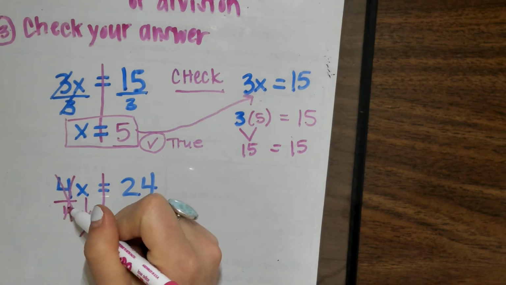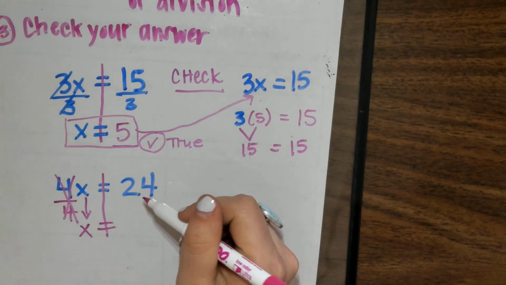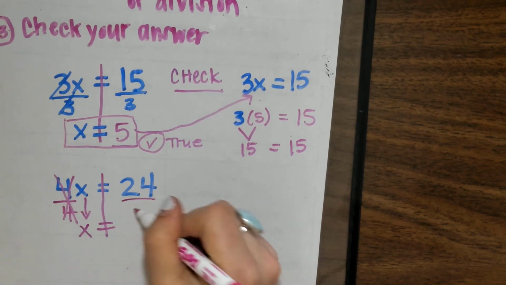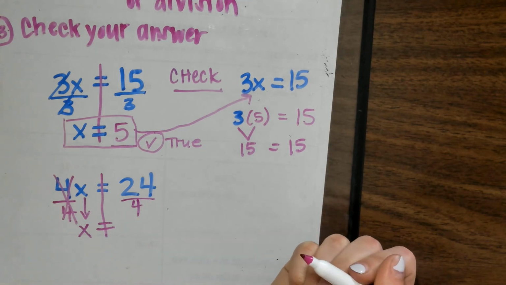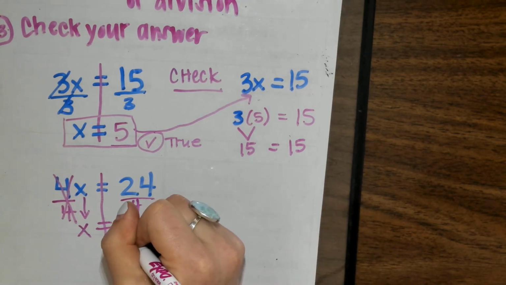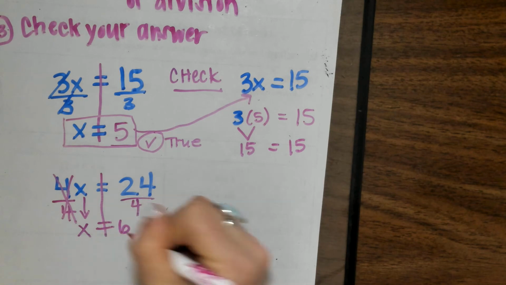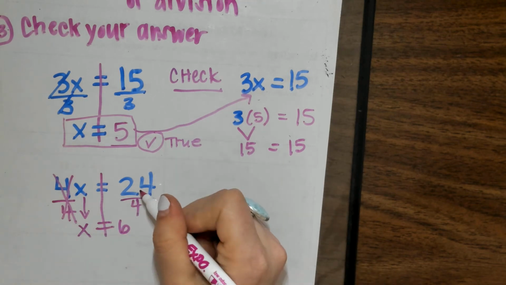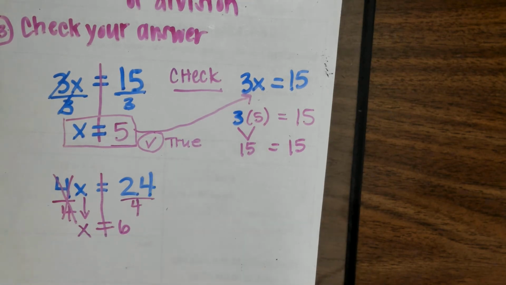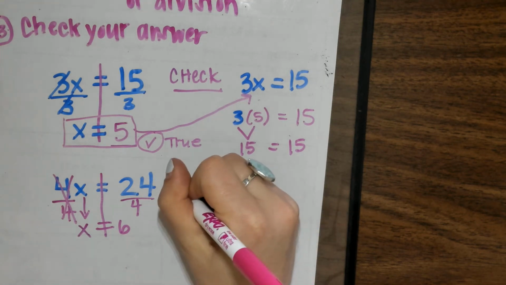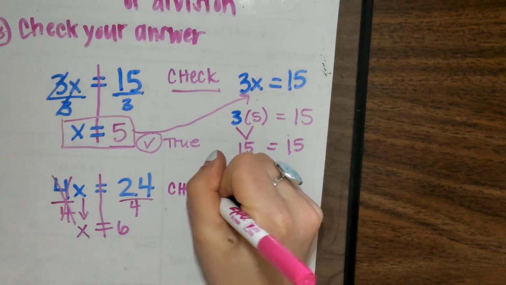Okay, since I divided by 4 over here, what should I divide by over here? I should divide by 4. So 24 divided by 4 is, let's see here, 6, 12, 18, 24. Okay. 4 times 6 gets us 24, so 24 divided by 4 would be 6. Let's go ahead and plug that into our equation. Let's do our check. That's step number 3.